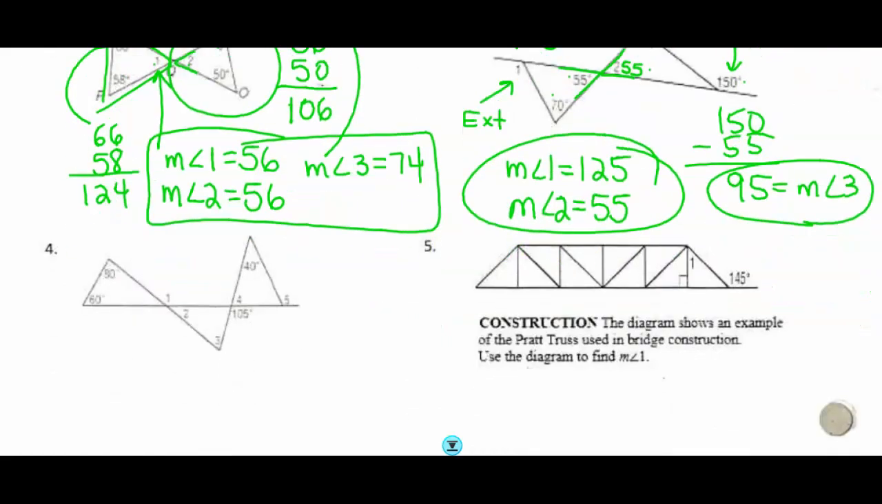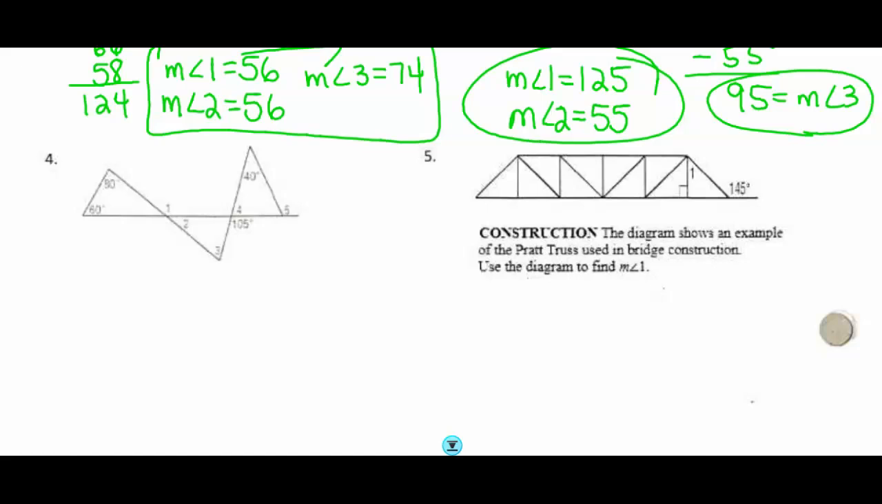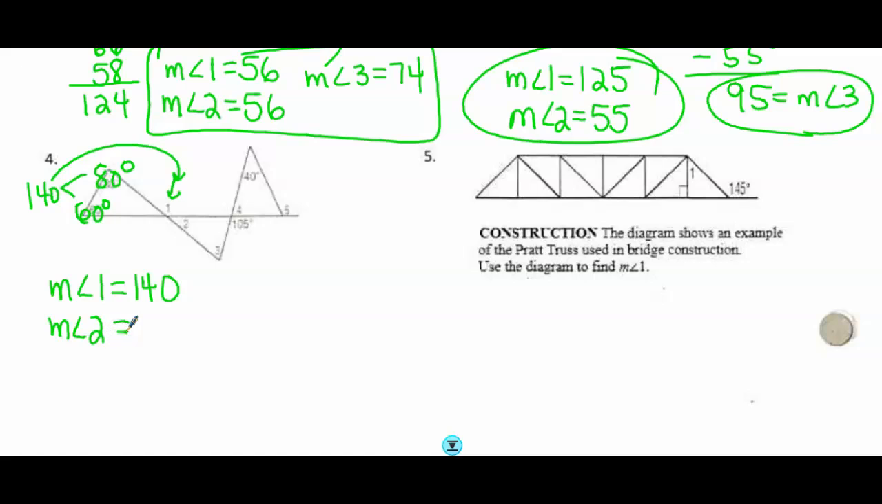And number 4. So this is one I would pause it and try it on your own and come back and see if you've got it. Again, this looks pretty blurry on here. This is an 80 degree here. This is a 60 degree here. So to find this exterior angle, measure of angle 1, these two add up to 140, which means they're this exterior angle, so that's 140. The measure of angle 2 is supplementary to 1, so that would be 40 degrees.